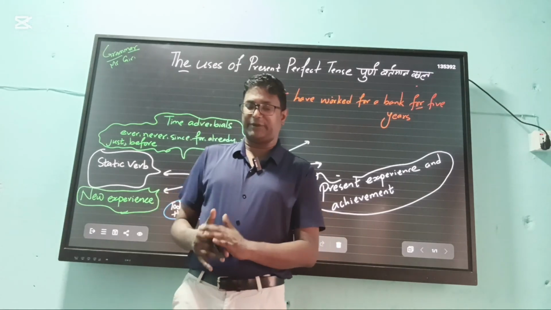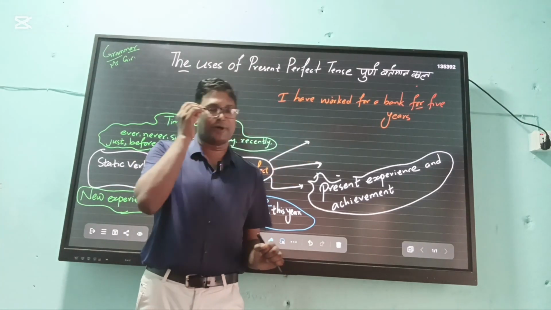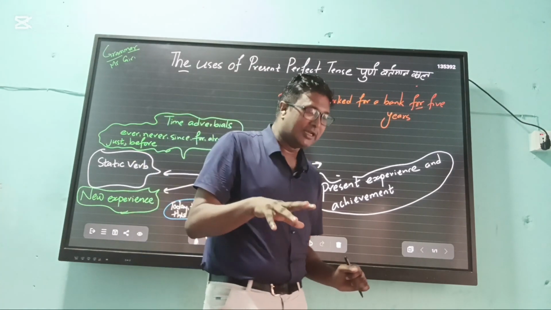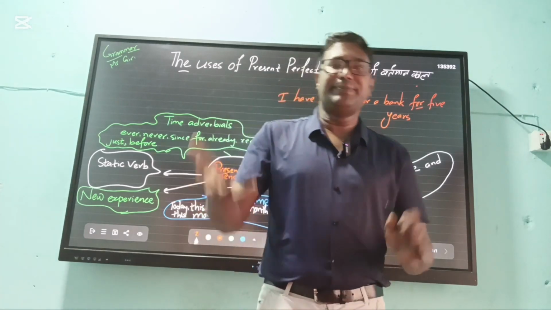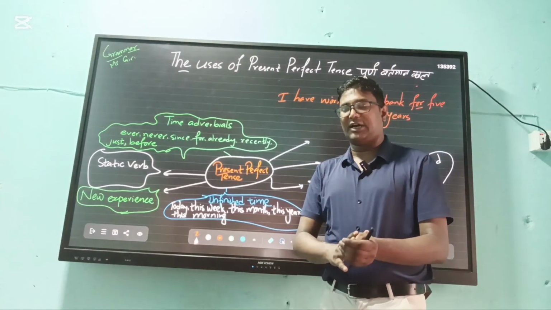That is the present experience. But whenever you go to the particular experience for the first time, for the last time, for the second time, you have to go to simple past tense. You have to jump to the simple past tense. Subject plus V2 plus object.